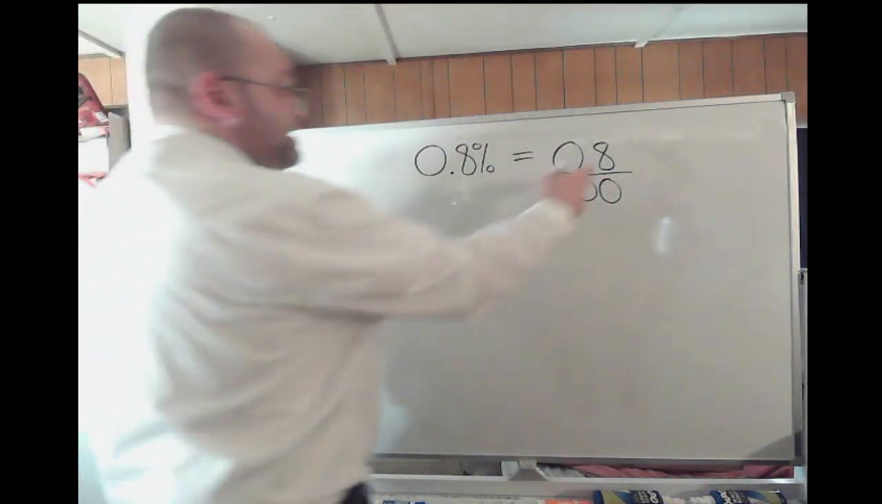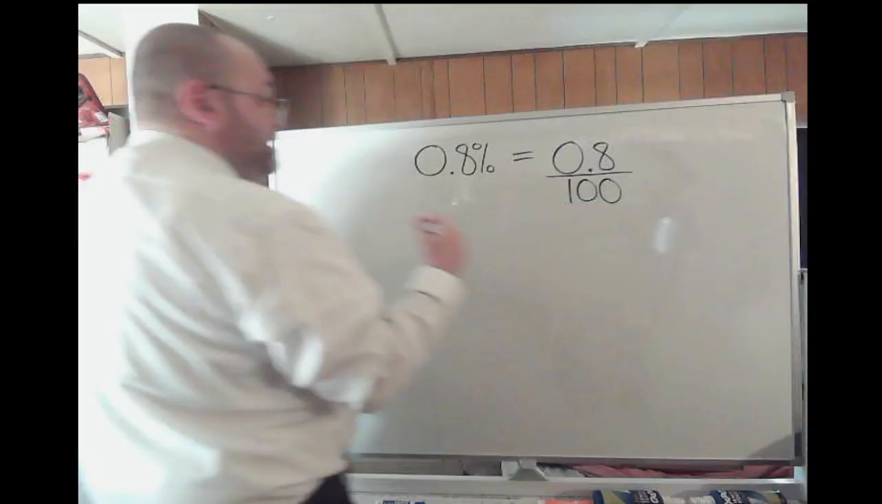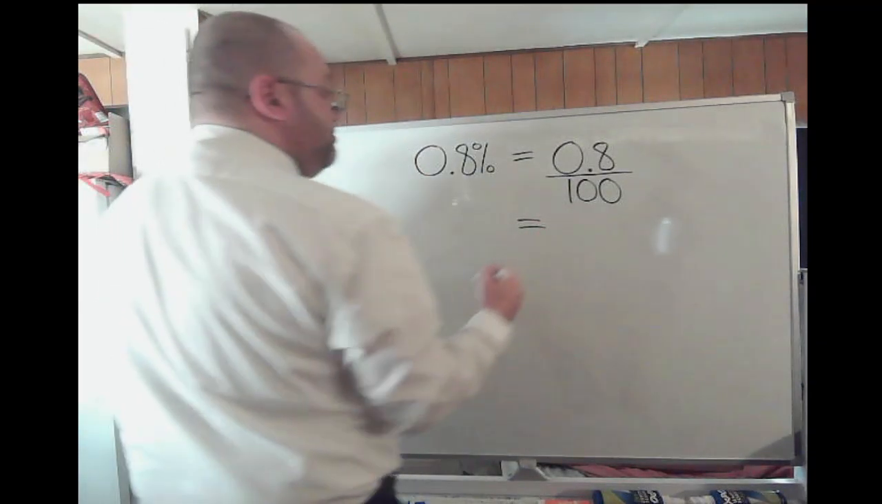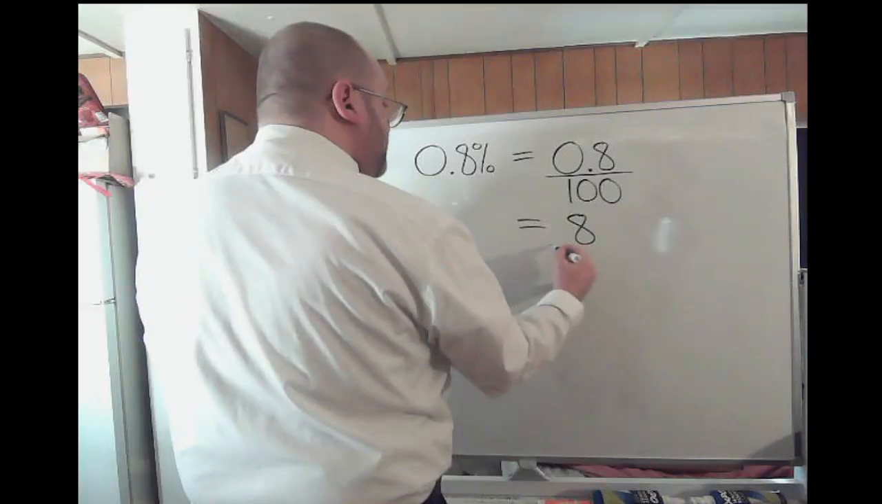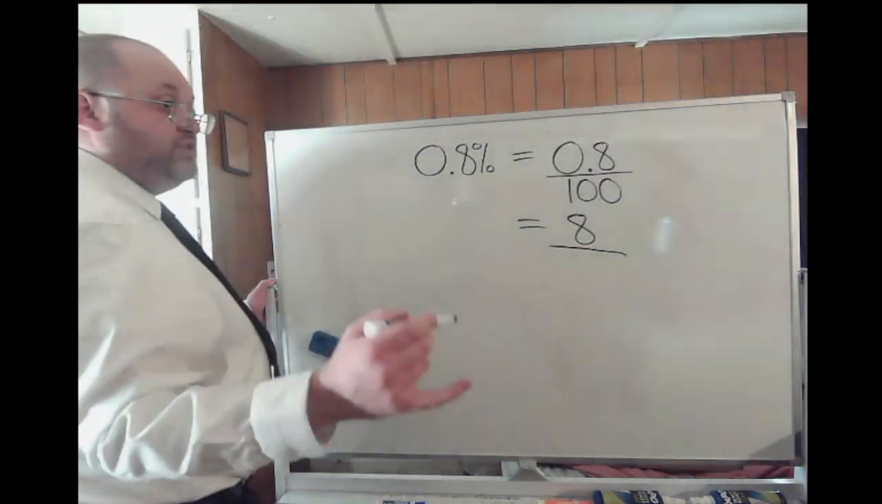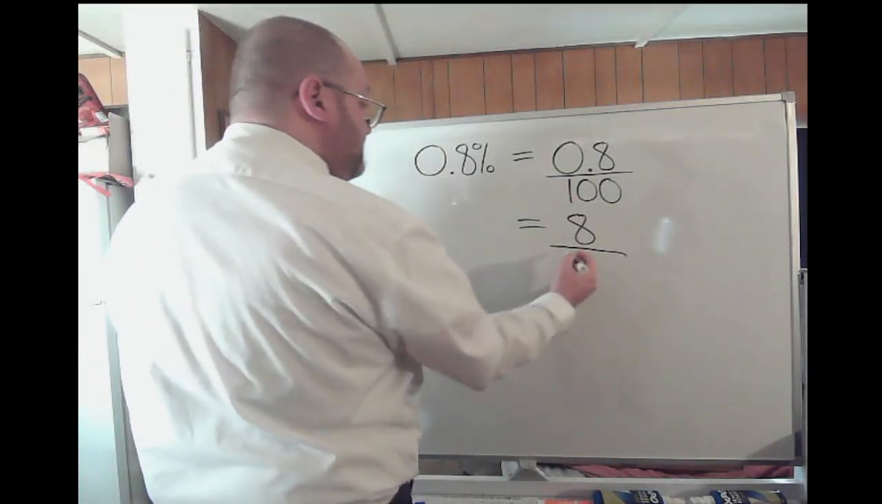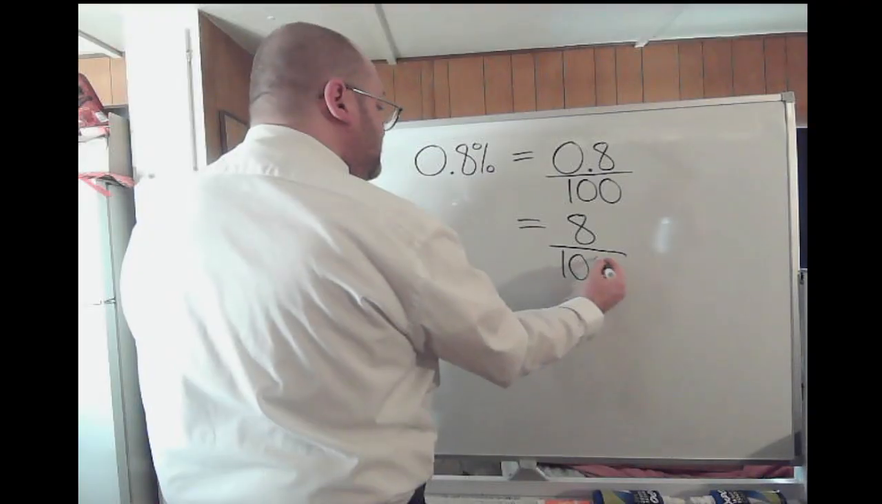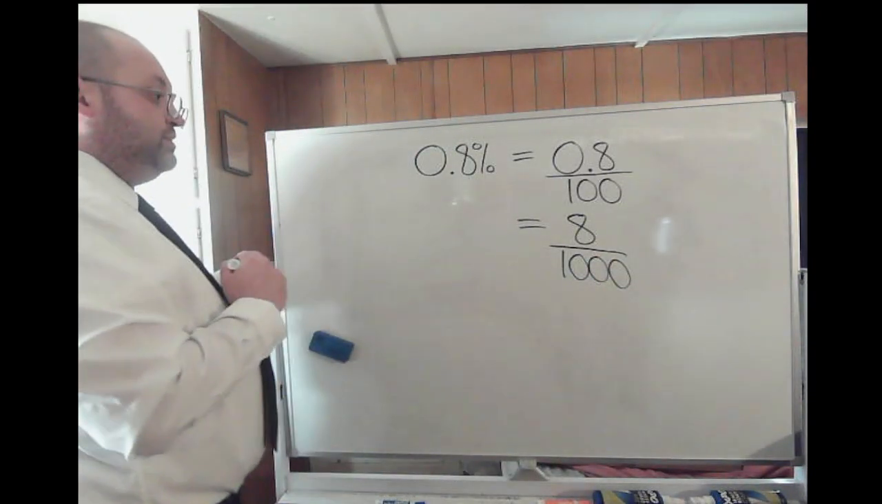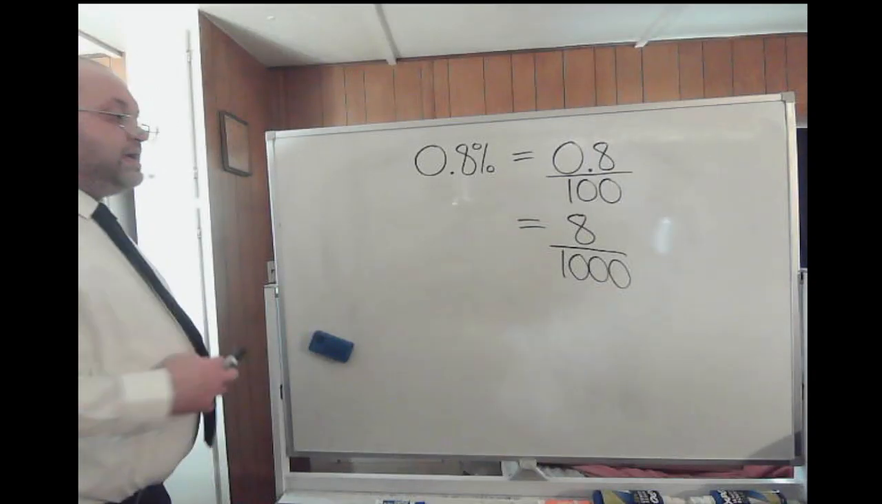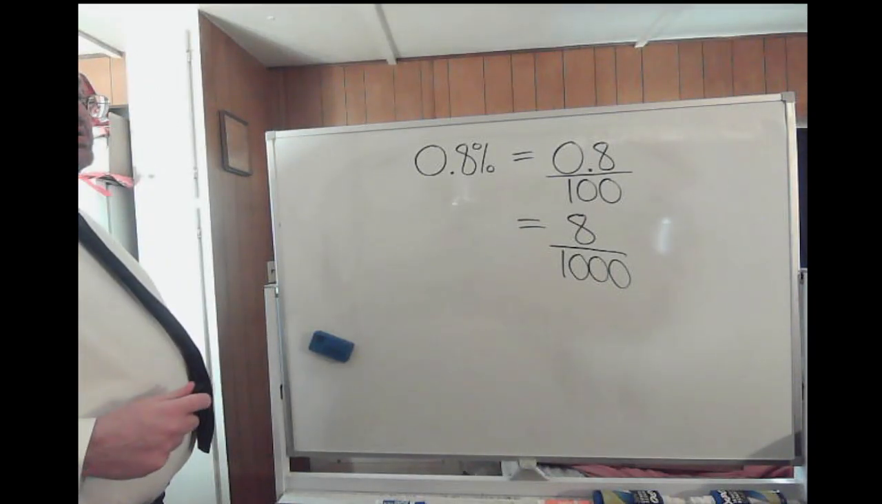We get rid of the decimal in the numerator by multiplying by 10. If you multiply the numerator by 10, 0.8 times 10, well, that's 8. But what you do to the numerator, you've got to do to the denominator. 100 times 10, well, that's 1,000. Well, we have 8 and 1,000.